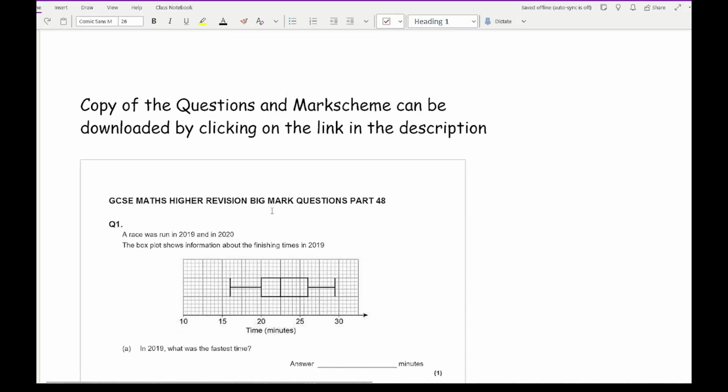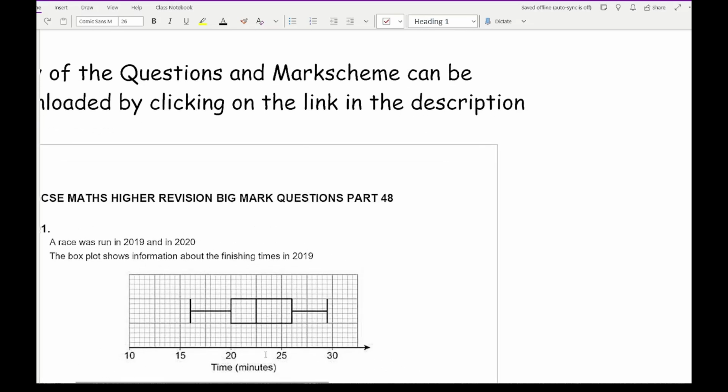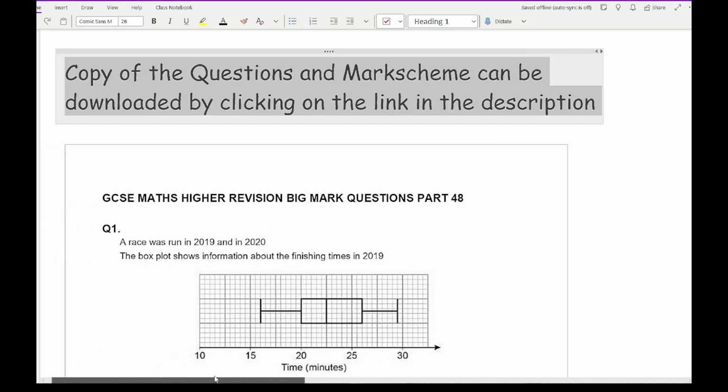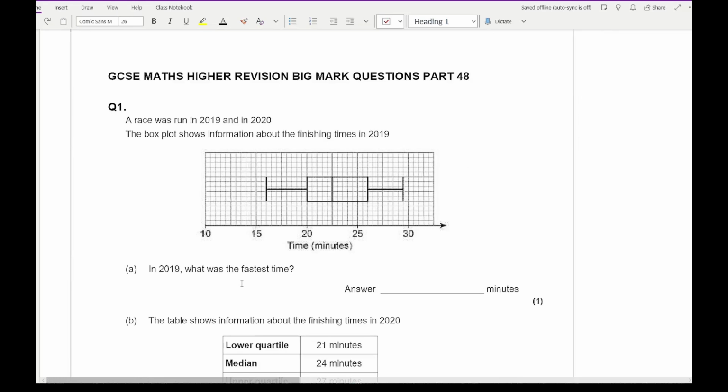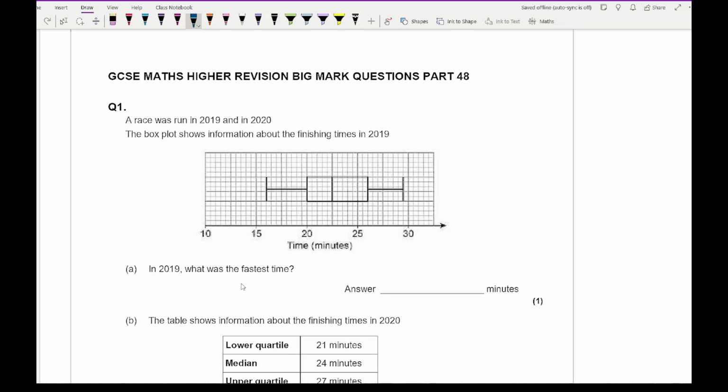So looking at question 1, which relates to box plots, let's just zoom in so we can see it completely on the screen. Question 1 says the race was run in 2019 and 2020. The box plot shows information about finishing times in 2019. For part A, it says in 2019, what was the fastest time?